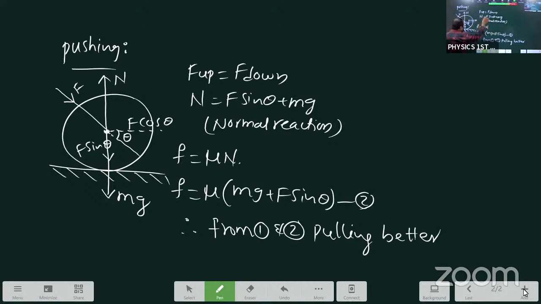Sum of upward force is equal to sum of downward force. Based on that, we go on. F equals mu into N, where N stands for normal reaction, mg plus F sin theta. Overall, from equation 1 and 2, pulling is better because in pushing we get plus, and in pulling we get minus.